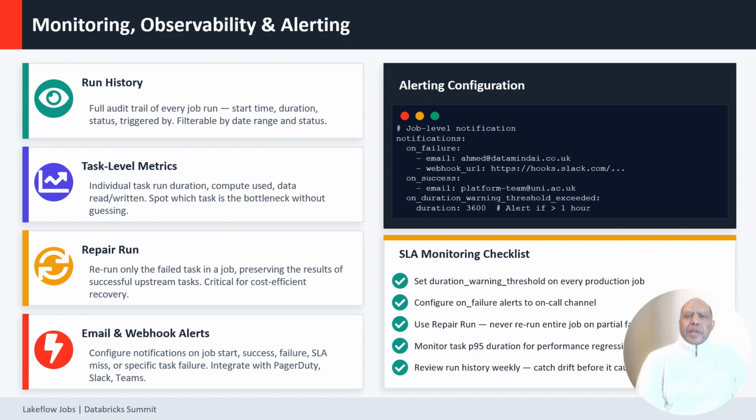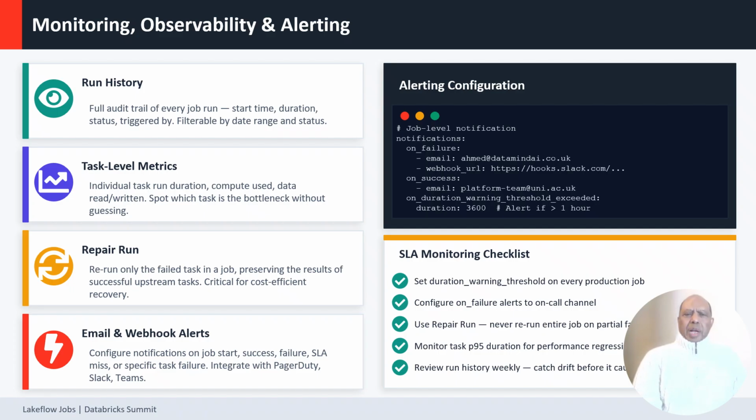Now, repair run is one of the most underused features in Lakeflow Jobs. When a job fails at task 8 of 12, most teams rerun the entire job. Repair run lets you re-execute only from the failed task, preserving the output of all successful upstream tasks. For expensive jobs, this can mean the difference between a 30-second recovery and a 2-hour rerun.